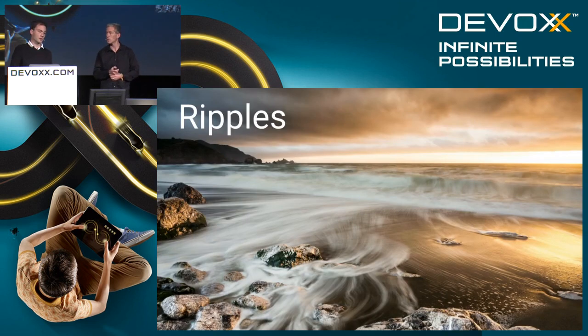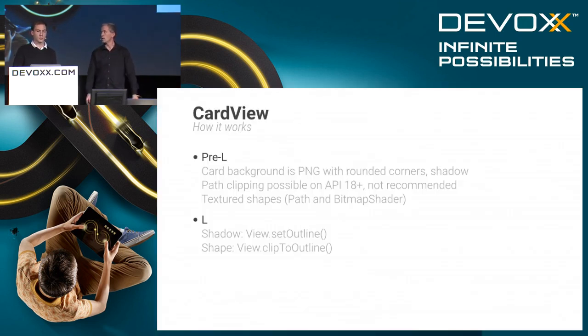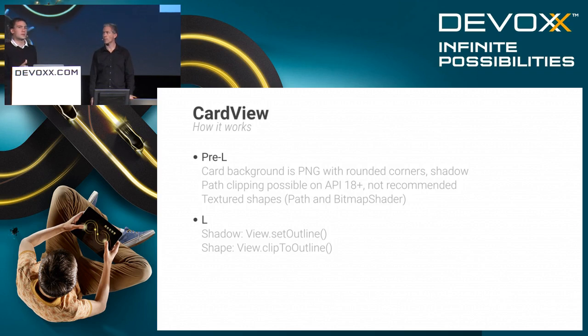And it was possible to implement CardView on your own in the previous releases. You can see here several ways of doing it. You could use just a PNG background. It works pretty well for rounded rects. It's not going to work for a circle, obviously. You could also use path clipping, but it doesn't give you entirely clean clipping, and it was only possible on API level 18. It was also pretty expensive for the GPU to do path clipping, so it's not really recommended.